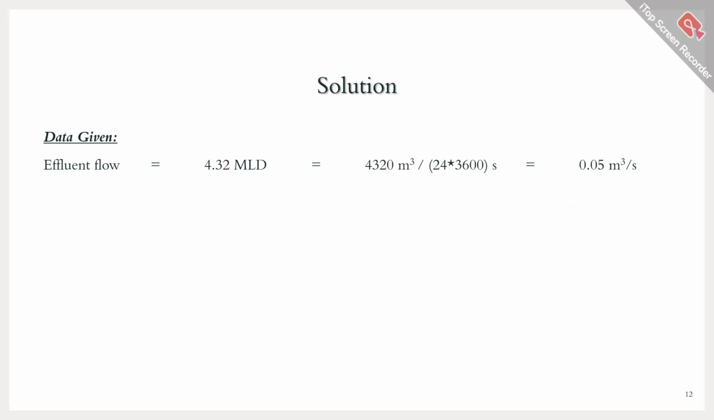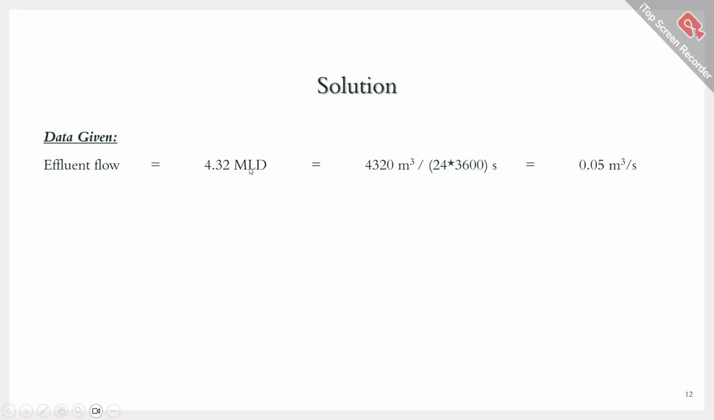So data given is effluent flow, which is 4.32 MLD, which is nothing but 4,320 meter cube divided by 24 into 3600 second. So as it is MLD, MLD means how much? Million liters means 10 to the power 6 liters. Now 10 to the power 6 liters means 10 to the power 3 meter cube. So that's why you have multiplied 4.32 into 10 to the power 3, which gives us 4320 meter cube.